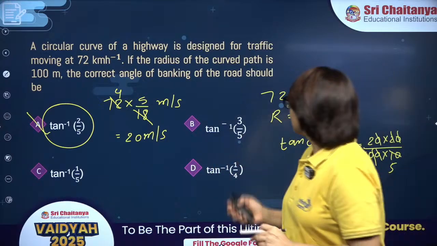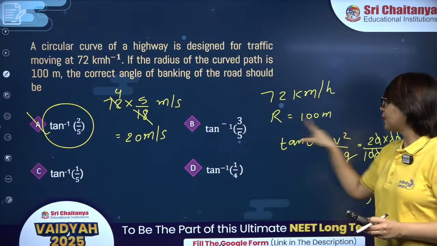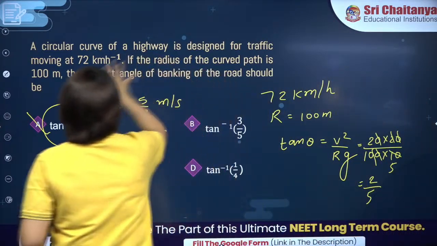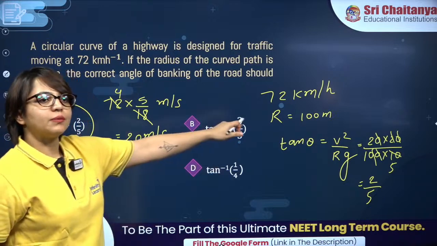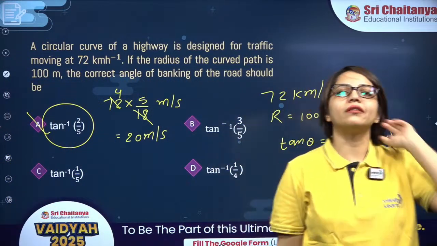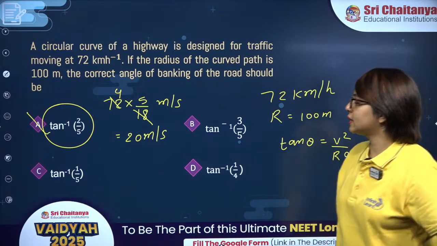Now, since you were not aware of this concept, you can note it down separately so that in future, whenever you get questions like this, you can apply this concept directly, beta. This is from circular motion. Those who were not aware, please note it down separately. Okay? All right.